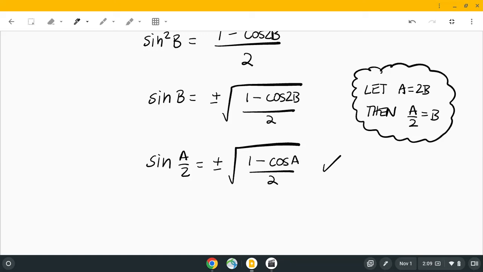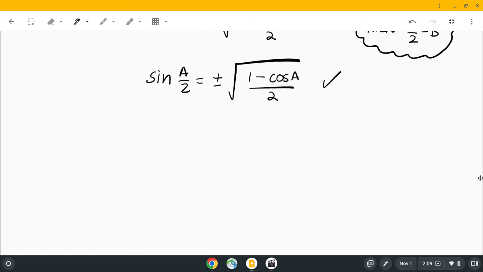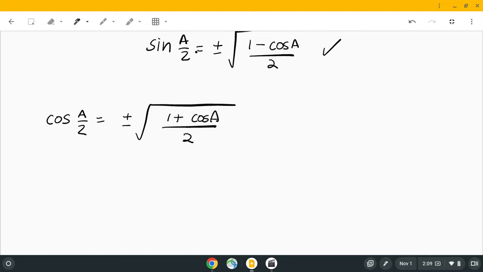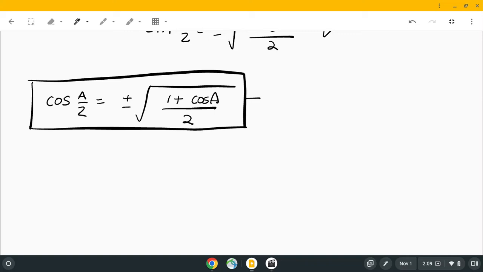All right, we're going to take a look at also cosine of a half angle. So cosine of a half angle is going to be equal also plus minus the square root of 1 plus cosine A all over 2. So they're not quite the same. The sine of a half angle is the subtraction. Cosine of a half angle is addition. And same thing here. So this formula is on your formula sheet.